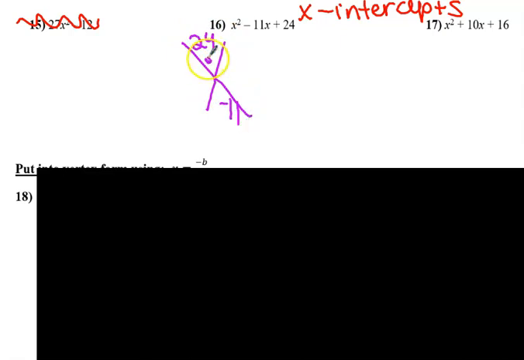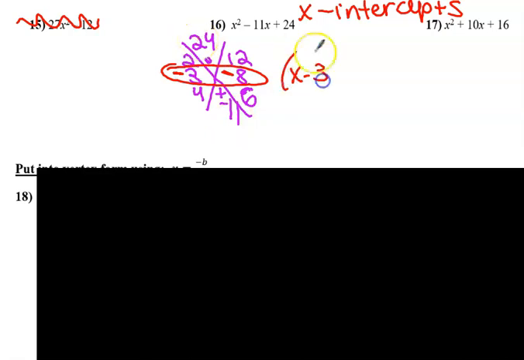So what multiplies to 24 and what adds to 11? Well, let's think about this. We've got 2 and 12. We've got 3 and 8, and we've got 4 and 6. Which one of those gives me the combination of 11? 8, 9, 10, 11. So it's 8 and 3. They both have to be negative in order to get a negative 11 and a positive 24. So it's x minus 3 and x minus 8.